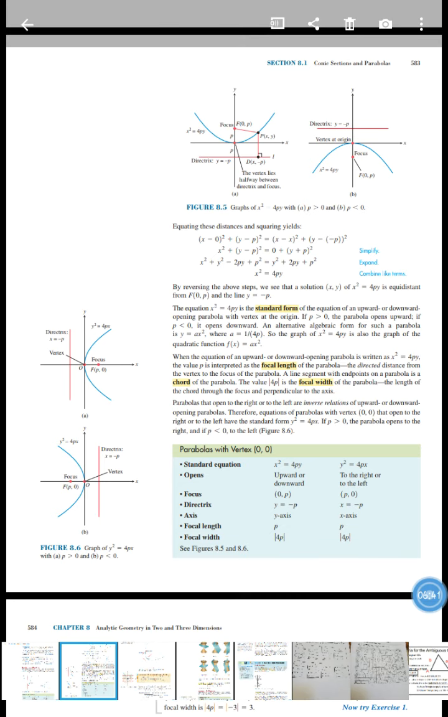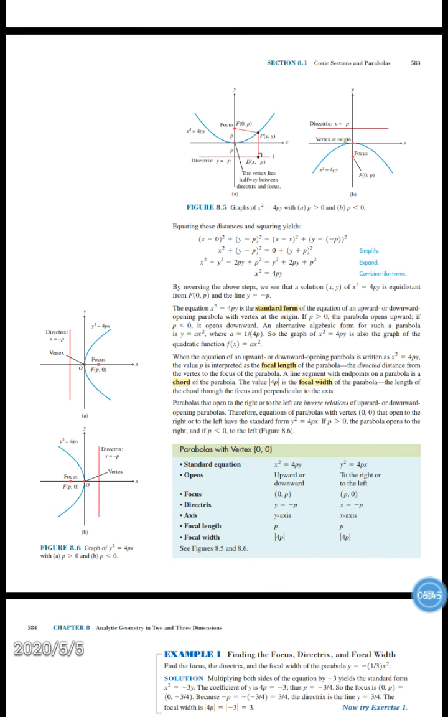So in here you are going to see the standard form, which is the equation x squared equals 4py. Think about it. You have y equals ax squared, and your a is positive, and your graph opens up, correct? Samely, when you look at figure 8.58, that's a situation where your p is bigger than 0.